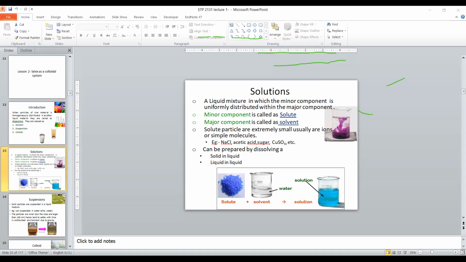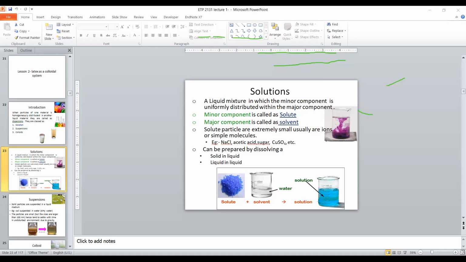So when you talk about this minor component, these are very small, usually in the size of ions or simple molecules. So it will be dispersed inside the solution as a single system. Okay, so it is not separable under normal filtering techniques. Sodium chloride you can separate only if your solvent is evaporated. Acetic acid, that of course you cannot do.